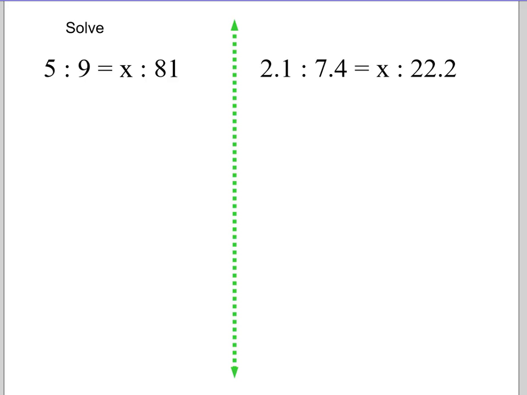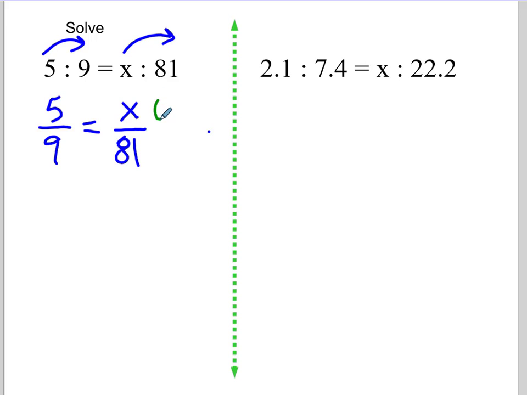Okay, so I'm going to set this up. So I want to make sure I get my x into the top location. So I'm going to draw little arrows to remind myself what I'm doing. So I'm going to put 5 over 9 is equal to x over 81. Now all I need to do is get the x by itself. So I need to get rid of this dividing by 81. So I'm going to multiply both sides by 81. And these will cancel.